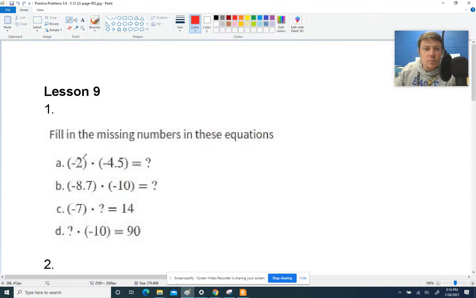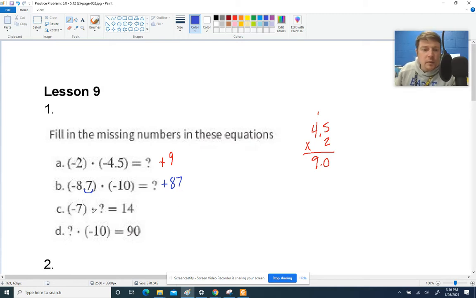We have a -2 multiplied by a -4.5. So that's going to be positive, and we just got to do 4.5 doubled, which, when you do that, you get 9. So positive 9 for the first one. Let's do the second one here. We have a -8.7 times a -10. And a negative times a negative we know is positive. And anytime you multiply a number by 10, you're essentially just moving your decimal one place to the right. So that is positive 87.